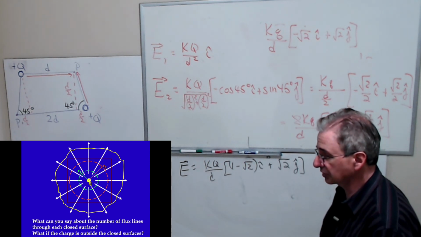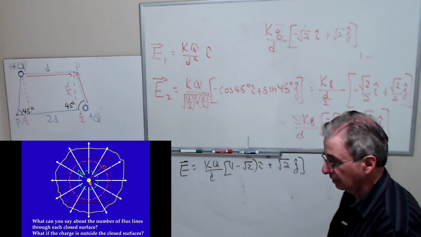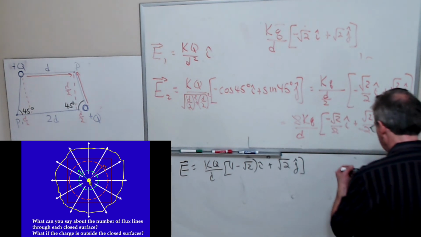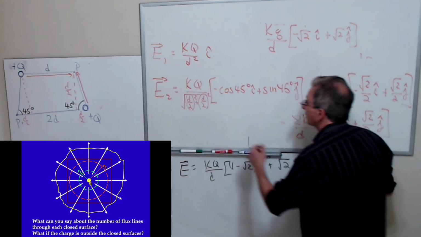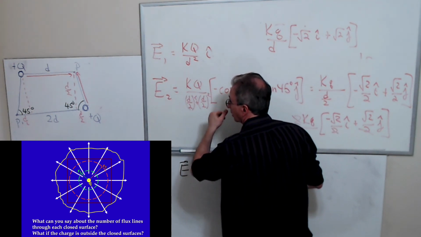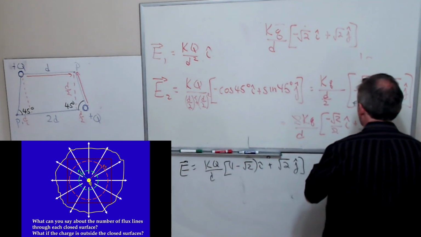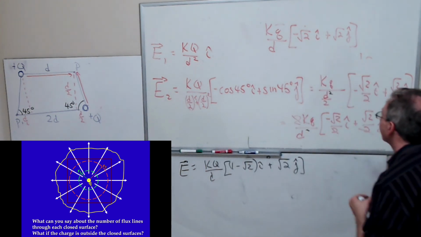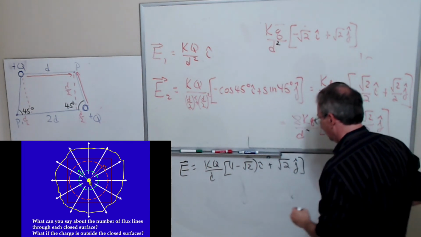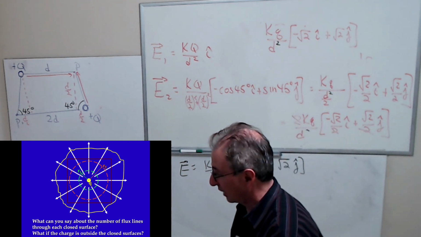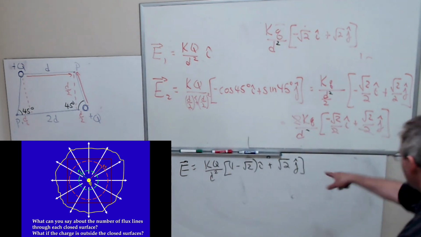It's easy to make algebra errors. Oh, you're right, d squared. It's not the square root. I messed up. Sorry about that. You're right, Jacob. I messed up. But that's the final answer.